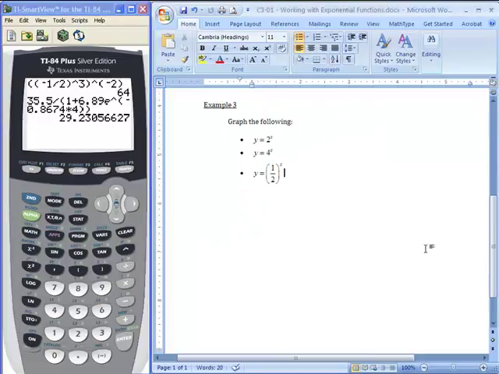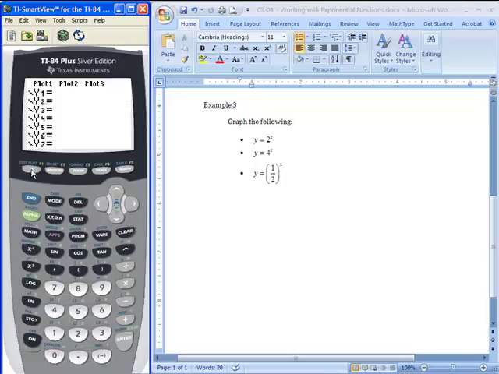Third example that I have for you here is to graph three equations. And these are all exponential equations. And what I'm going to do is I'm going to graph all three of them at one time. So to graph things, we need to go to that y equals menu. Then we need to type these things in. So in the first one, y1 is going to be equal to 2 to the x power. And I'll press enter.